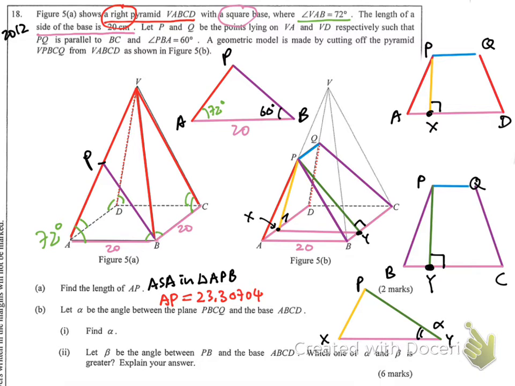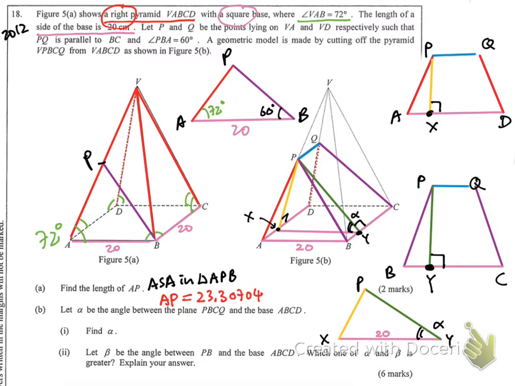So we draw the plane line, and the angle between the two planes will be angle alpha. That is the angle between the green line and the pink line XY. So this is alpha. Let's see how much we know about this triangle PXY. We know very little about this triangle. We only know that this is 20.